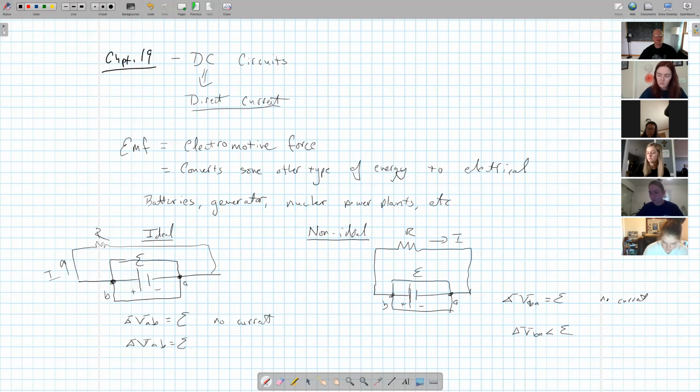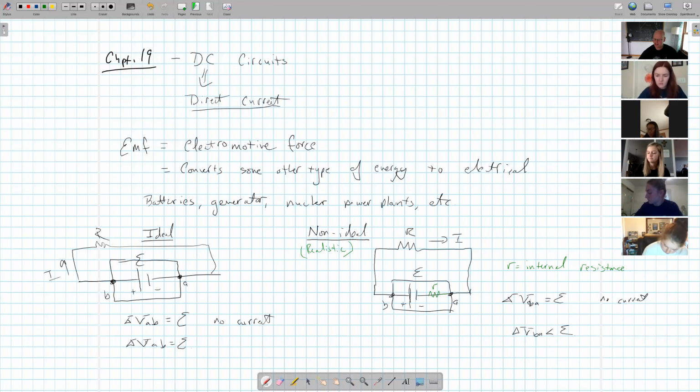So the way we usually deal with an ideal or non-ideal battery is we say, okay, let's pretend that our battery is actually connected to a resistor on the inside, which is what we call the internal resistor. So little r here is what's known as the internal resistance. A realistic battery is an EMF which is attached in series with an internal resistor.